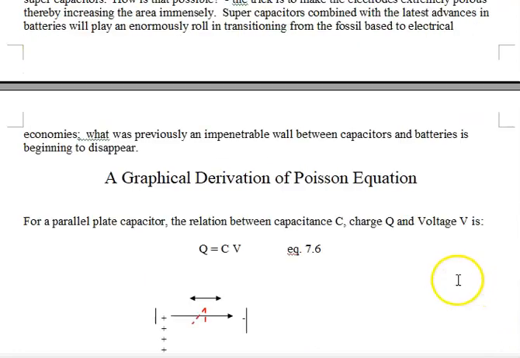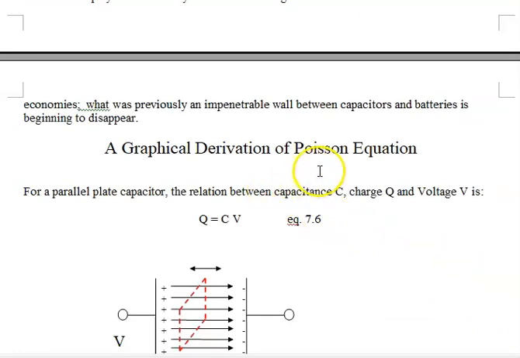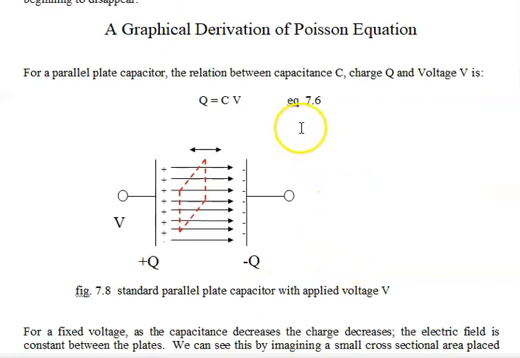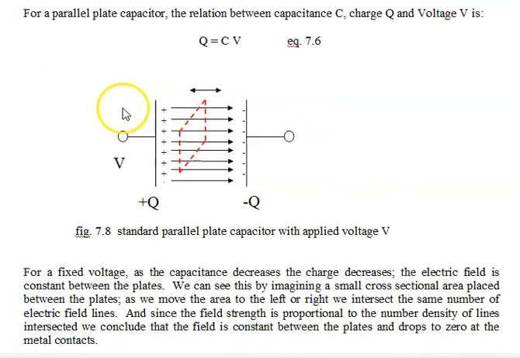Okay, so now let's look at a graphical derivation of something called Poisson's equation. Okay, we'll start with the previous structure. This, by the way, is in Chapter 7. It's a little bit of a jump ahead, but I think we have the tools to do it. So if we go back and we look at our parallel plate capacitor, we have a voltage between two plates, positive voltage on the left side, negative voltage on the right side. We have lines of electrical force going from positive ending on negative.